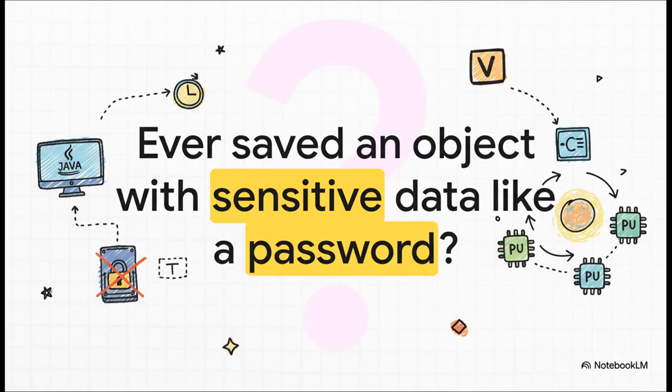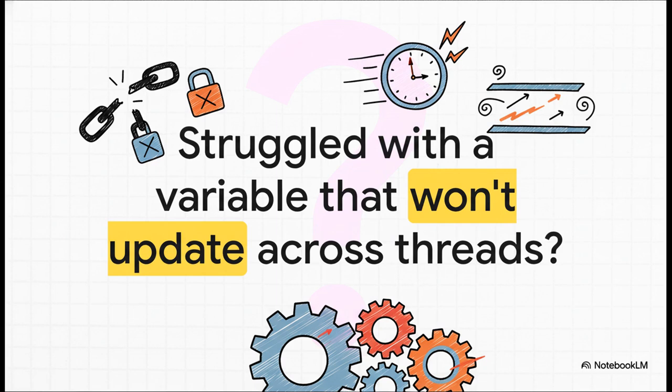You're saving a user object, you're serializing it to a file or sending it over the network, but you accidentally save the password field right along with it. That is a massive security risk, right? And it's a surprisingly common mistake to make. Or hey, how about this one?